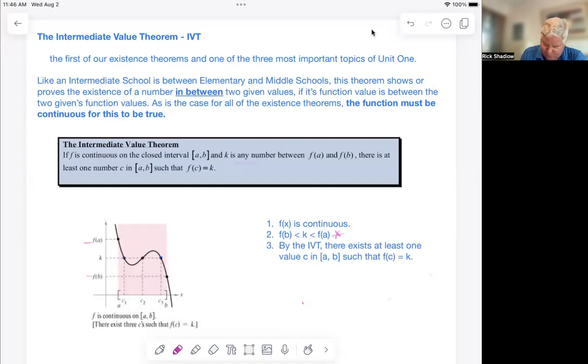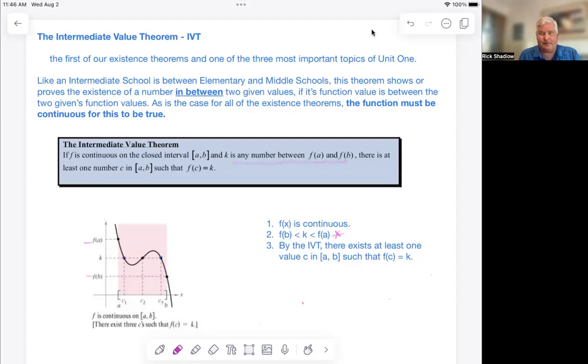You'll notice K is any number between f of A and f of B. So K is not typically f of A or f of B. When we talk about between, we're not necessarily denoting inclusivity. But again, the scenario is there has to be some C, in this case, three such cases, where f of C is equal to K. And that's the intermediate value theorem.